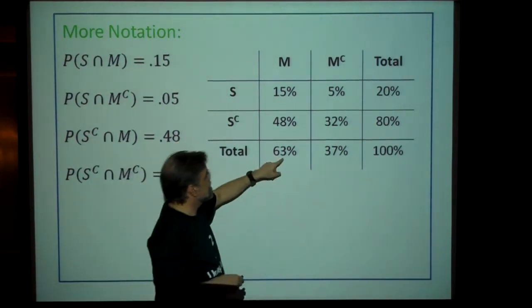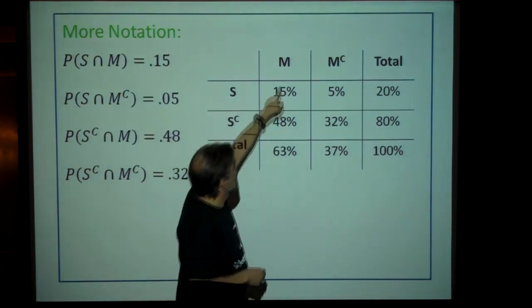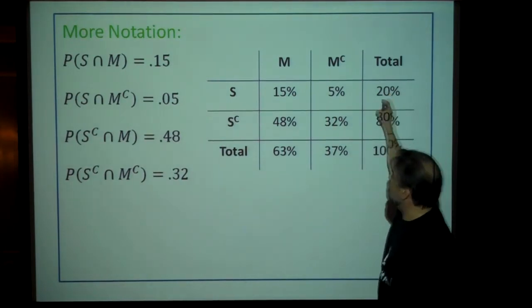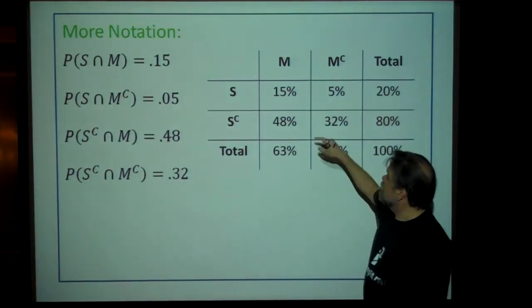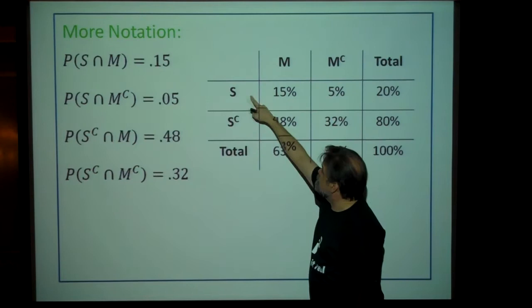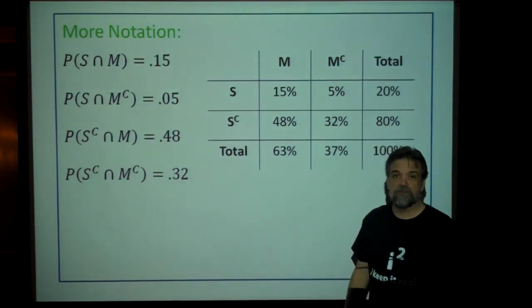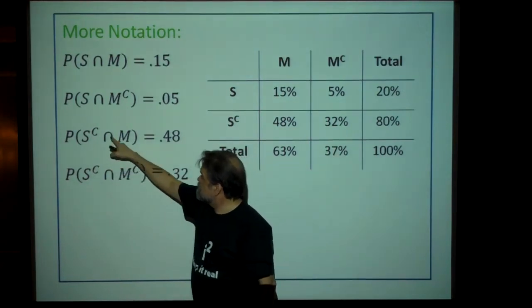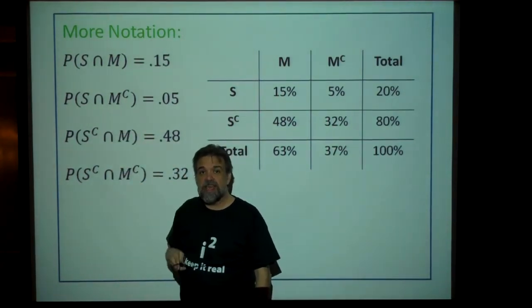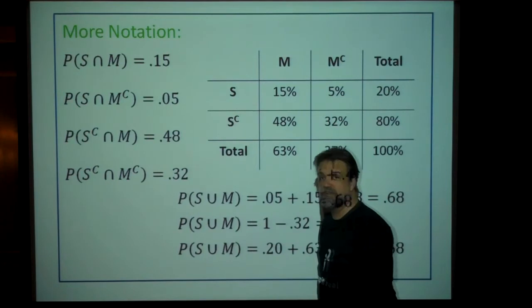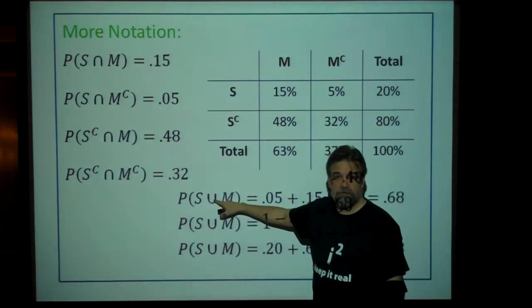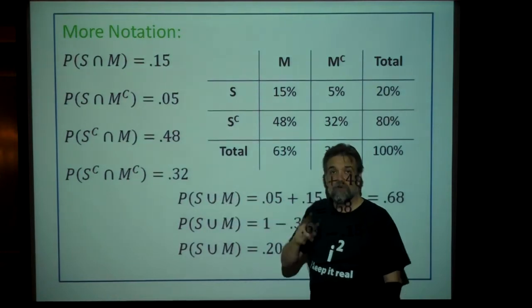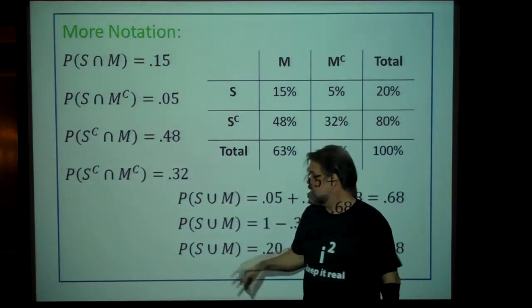So this 63% is the total of all the musicians. This 20% is the total of all the soccer players. And then this 15% here is the soccer players that also play a musical instrument. Now, we've talked about this symbol here, the upside down U that means and. Well, now there's another symbol that I want to talk about, and that is the right side up U. Exact same symbol, it's just turned like this now. This means or. This is the union of the two sets.